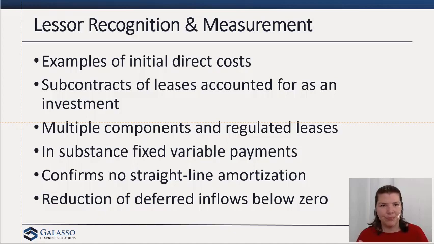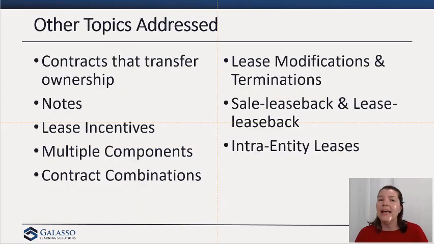They confirm again, just like you would expect, no straight line amortization. And they do give us some accounting. If your deferred inflows would be adjusted below zero, what would be the appropriate accounting? They have a lot in here. As I said, 80 questions. So those are the ones that are common to pretty much everybody.